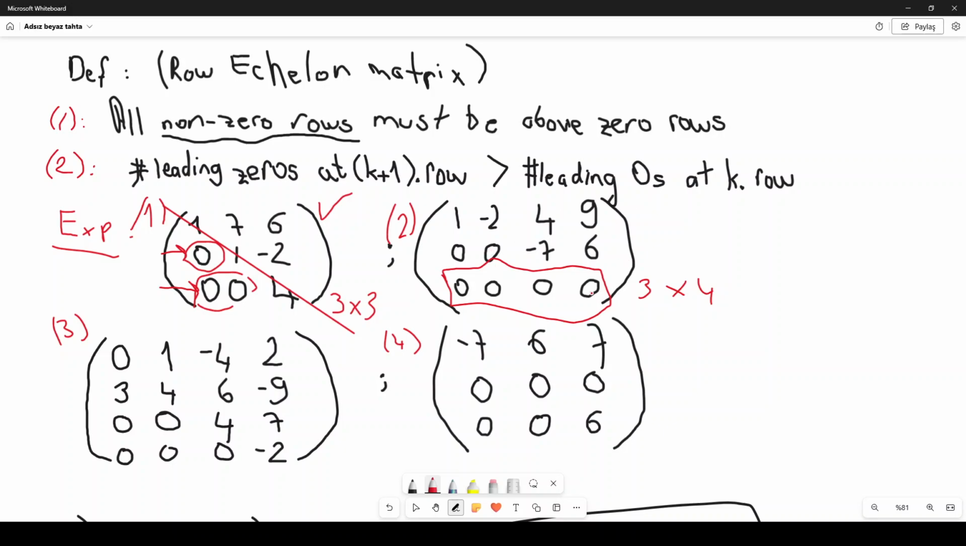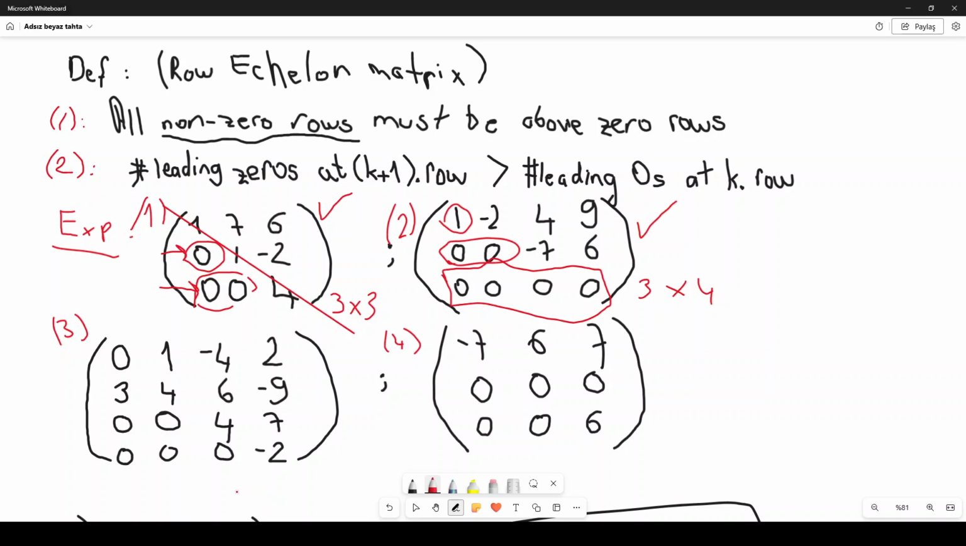How about the second one? Well, in the first row we have no zeros, so the number of leading zeros is equal to 0. In the second row we have 2 zeros, strictly greater than the first row, right? And in the third row we have 4 zeros, which is strictly greater than 2, in other words, than the row right above it. So there is no problem for the second property. The second property is also satisfied. So the second matrix is also in row echelon form. How about the third one?